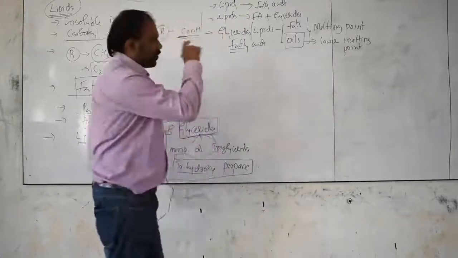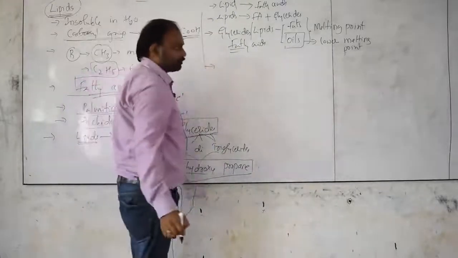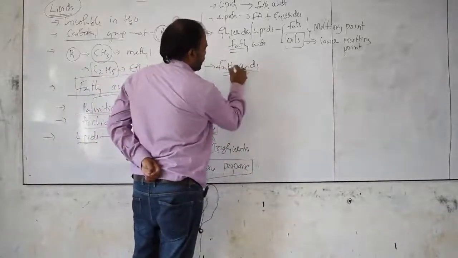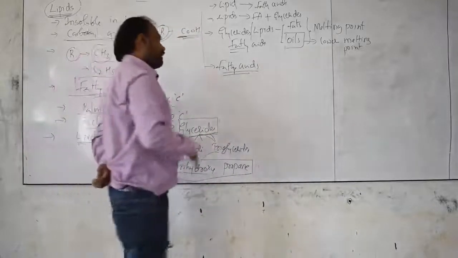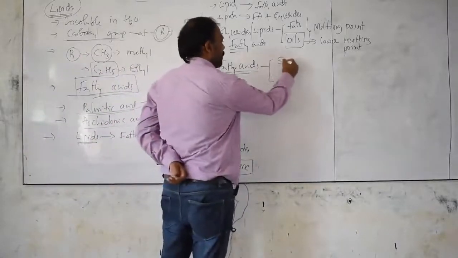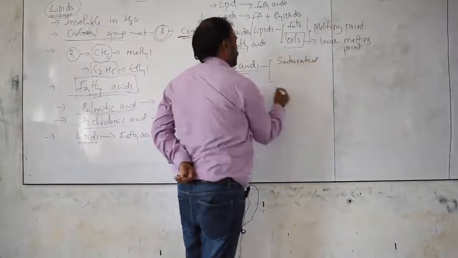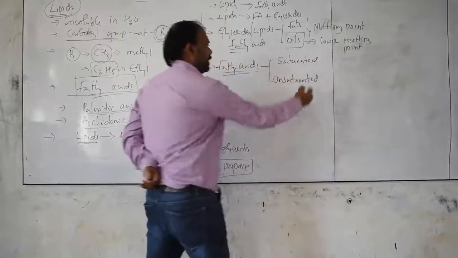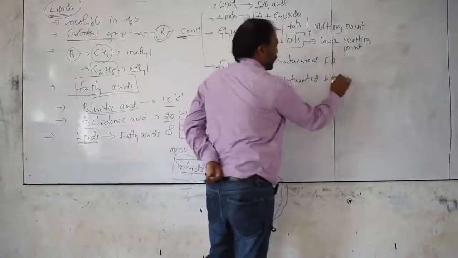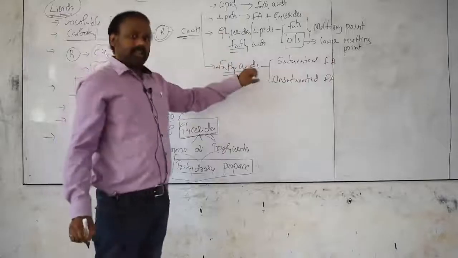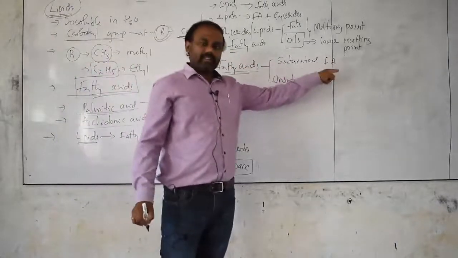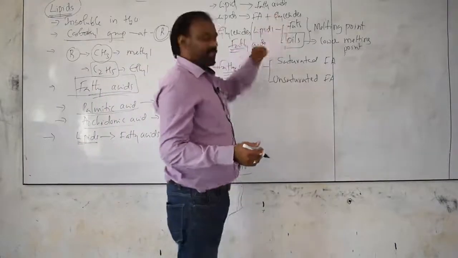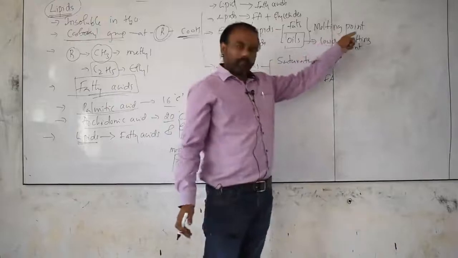Yes or no? So this is one classification. At the same time, when we have fatty acids, again we have two classifications. One is saturated and one more is unsaturated fatty acids. Do remember, when we have fatty acids, the first one is saturated fatty acids, another one is unsaturated fatty acids. So here fats and oils, this classification is based on melting point.